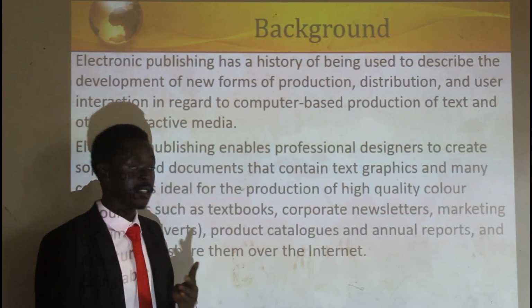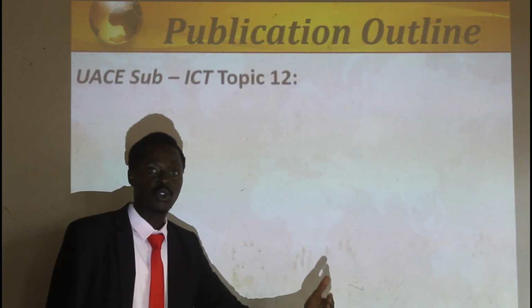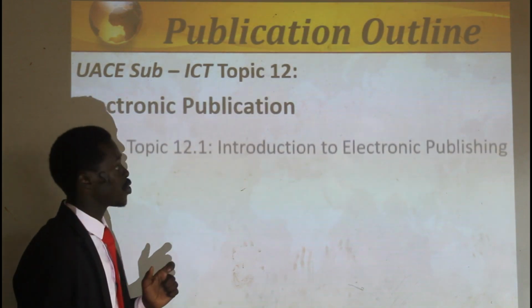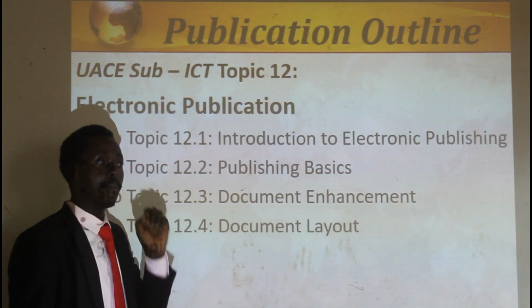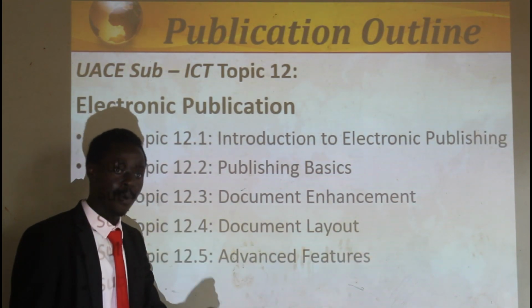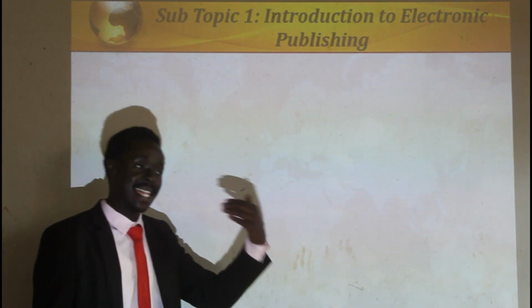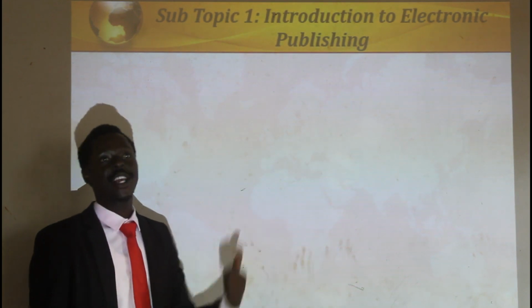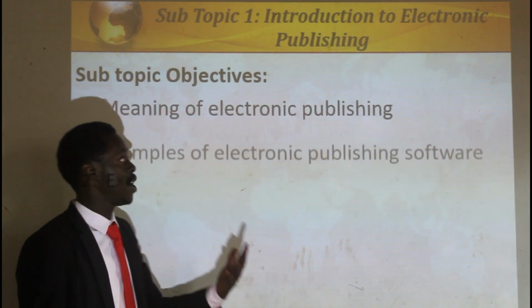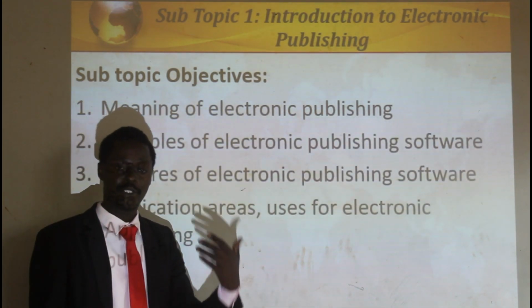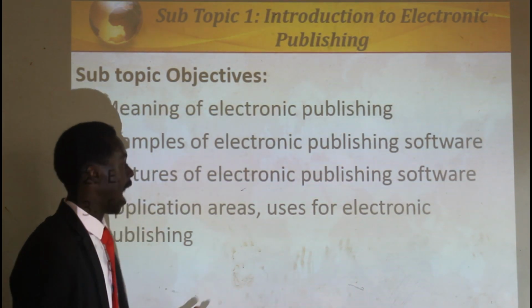I want you to be in a position to differentiate desktop publishing and desktop publishing software, to give examples of publishing software, and also to give examples of print publication. When we talk about print publication, we mean the different objects we can create with publishing software. We have summarized the certificate, the business card, the invitation card, the calendar, and so on.